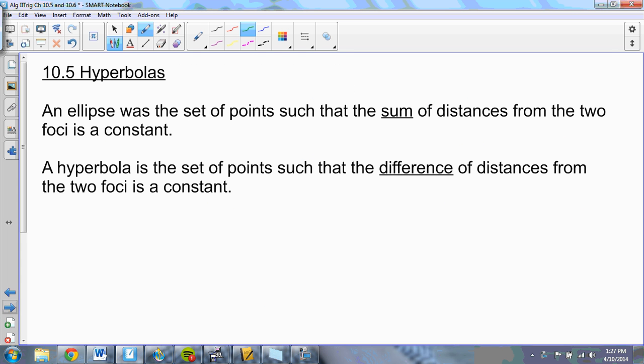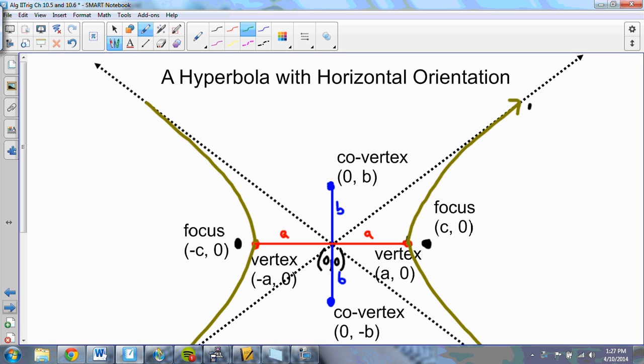So an ellipse was a set of points so that the sum of distances was the same. A hyperbola is the set of points where the difference, the subtraction of the distances, is the same constant. This is a general hyperbola graph. It just gives you all the things for a sideways orientation. Just like how ellipses could be going side to side or top to bottom, hyperbolas can point to either side, or they can point top to bottom.